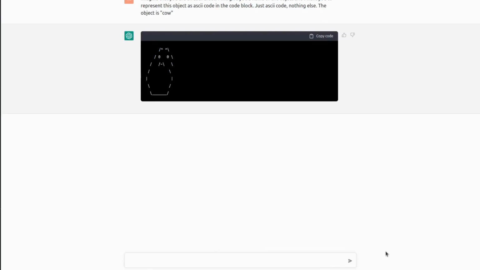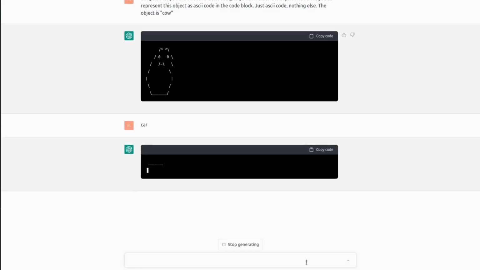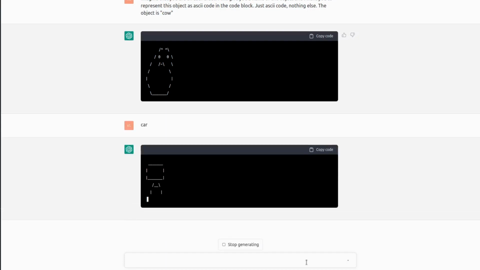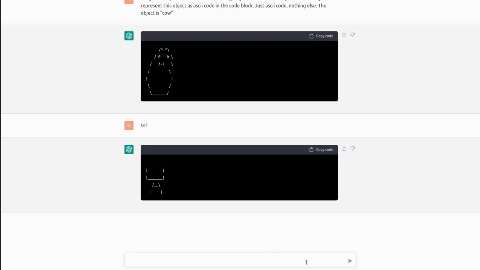with some characters. So this is a cow. It doesn't look like a cow I would want to milk, but here you go. This is a car. It has got wheels, but I think this is like a frontal view.